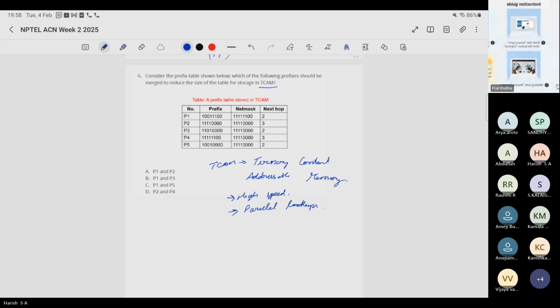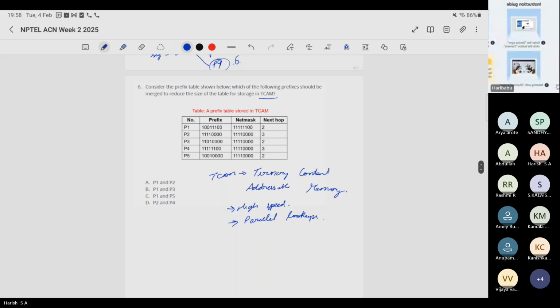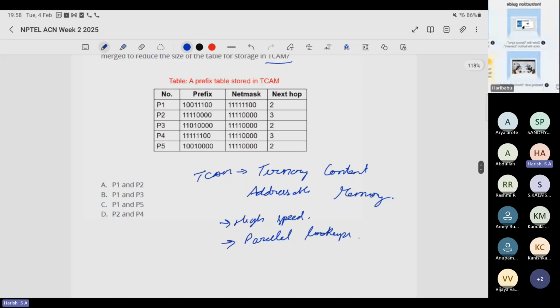Okay. So the question is, which of the following prefixes should be merged to reduce the size of the table for storage in TCAM? Okay. So what do they mean by merging? So this table that you see here, it has some repetitions. Okay. So what are the repetitions?